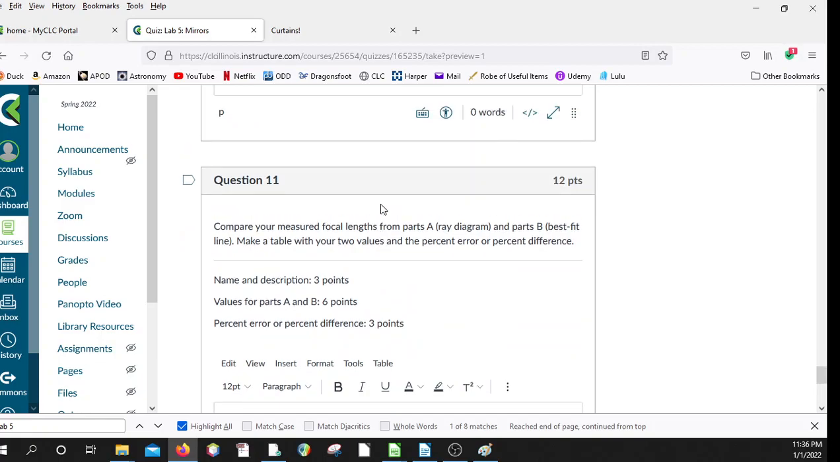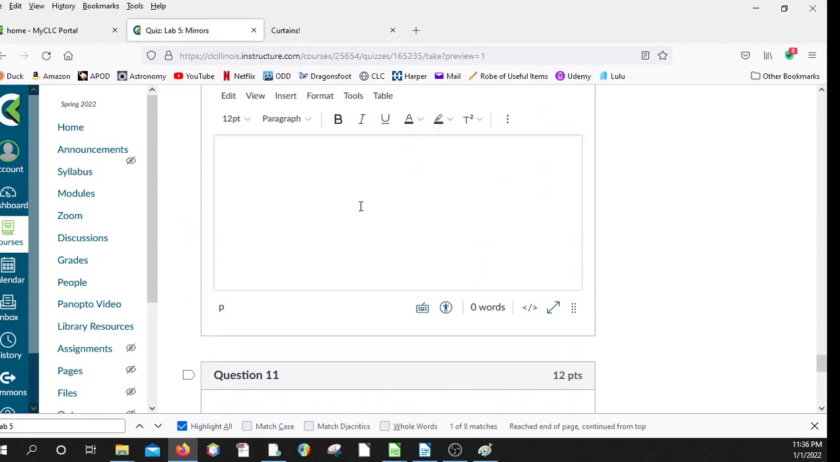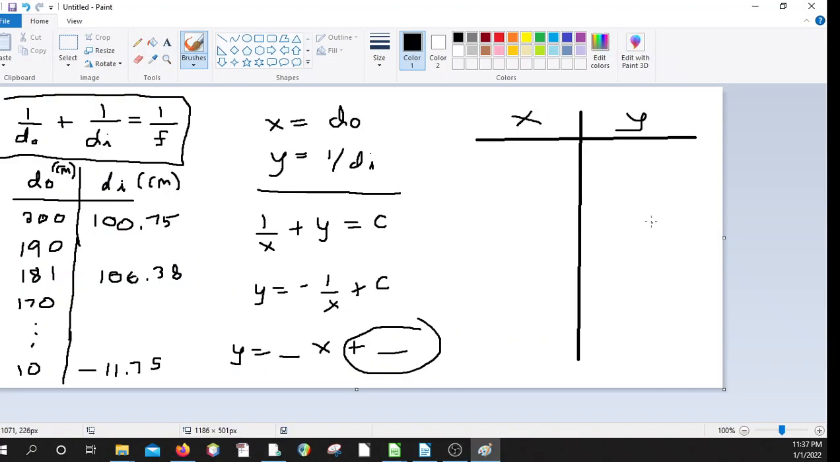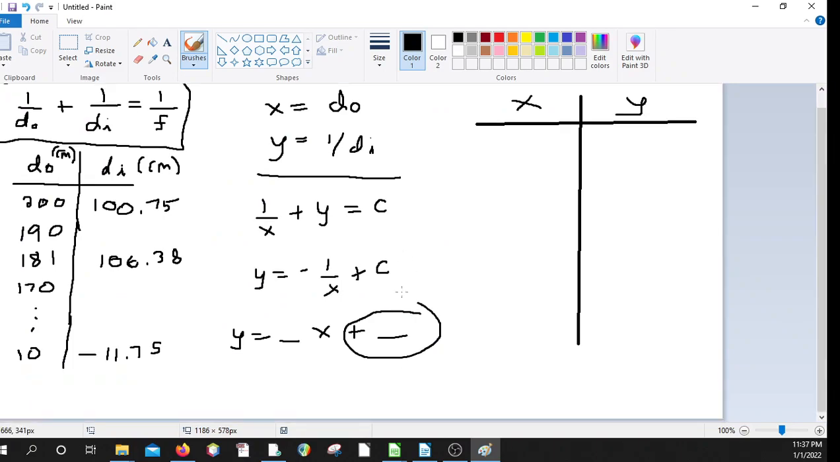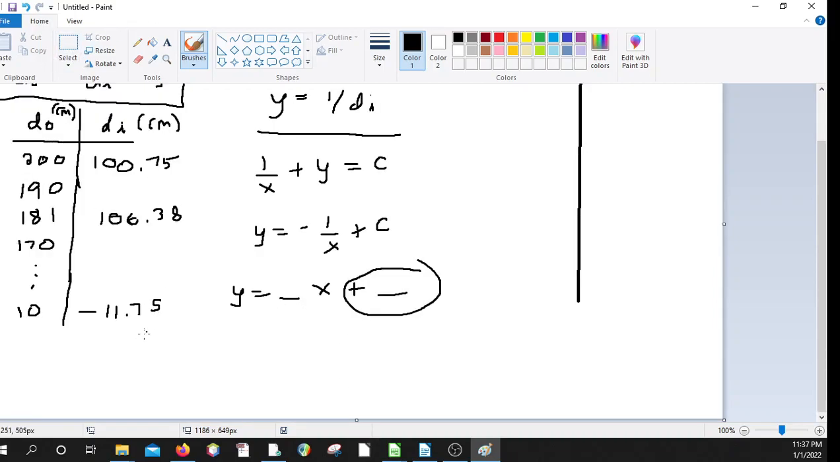And then, in part A, using just those special rays, the colored ones, we found the focal length of the mirror. And now we're doing it by collecting data and using the best fit line. So we'll make a table comparing them. So that table, I can make room on here. The table, you'll have focal length from part A, along with units, focal length from part B, and then you'll have the percent, and you have to pick one.